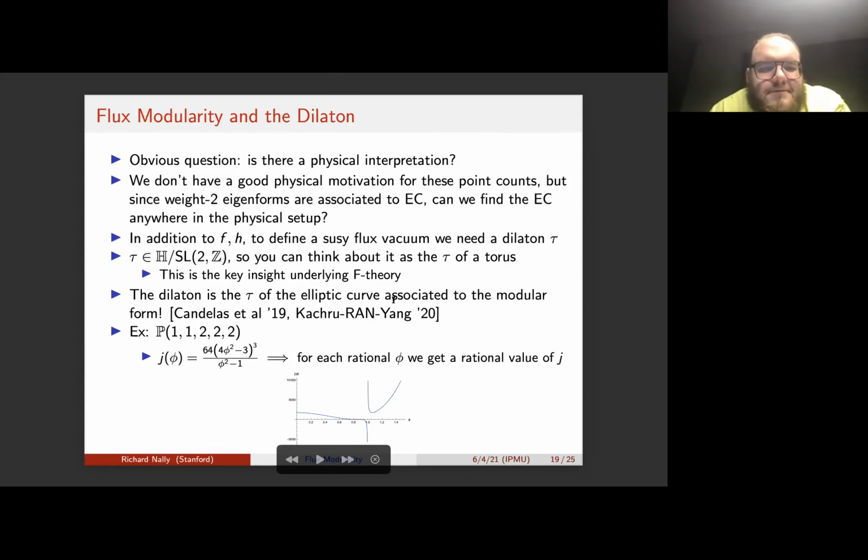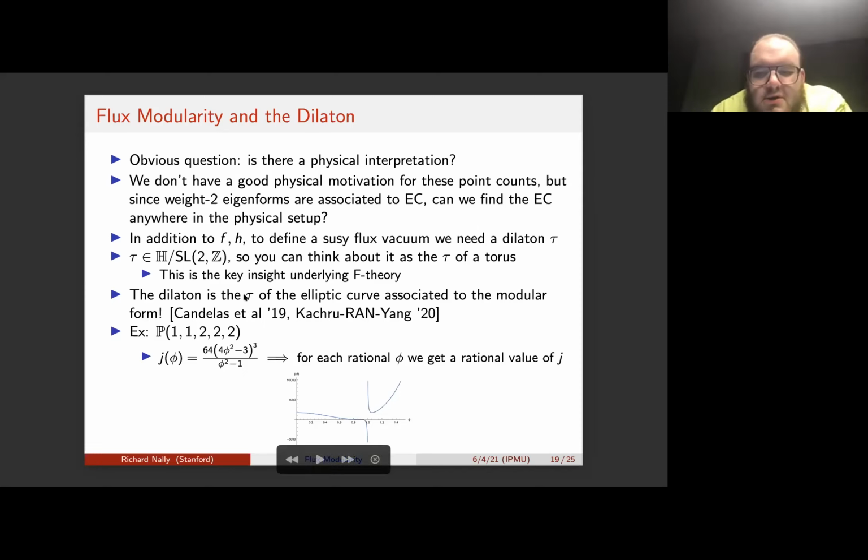Right. So the dilaton tau is the modular parameter of some torus. The torus is the generic fiber of the F theory uplift. And indeed, you can check that the dilaton really is the tau of the elliptic curve associated to the modular form. Remember, each tau is associated to an infinite tower of elliptic curves, but each eigenform is associated to some finite set of terms.